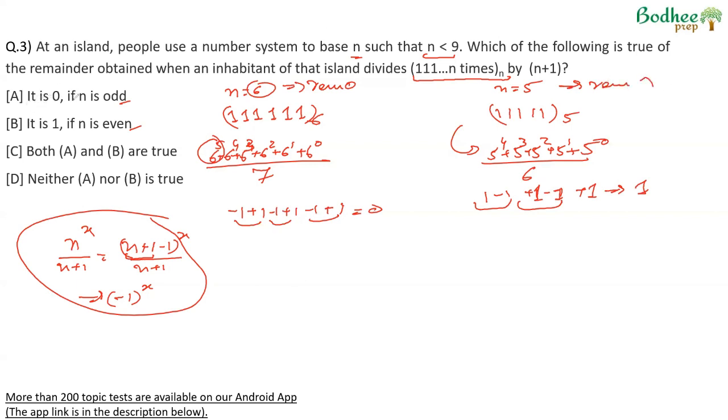From the options, is it 0 when n is odd? No, it is not. Is it 1 when n is even? No, it is not. Are both A and B true? No, it is not. Is neither A nor B true? Yes. So option D becomes the answer.